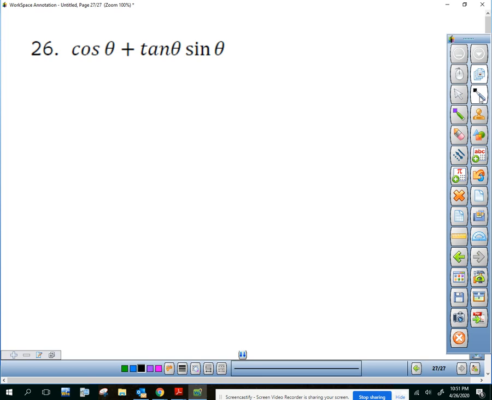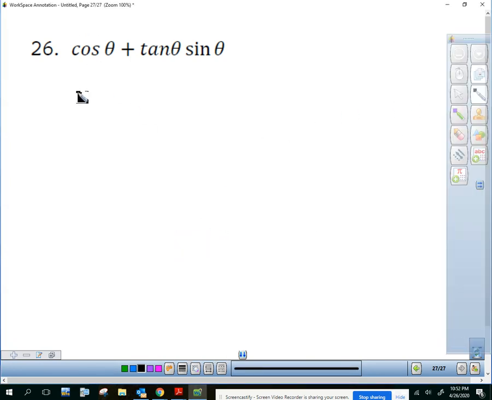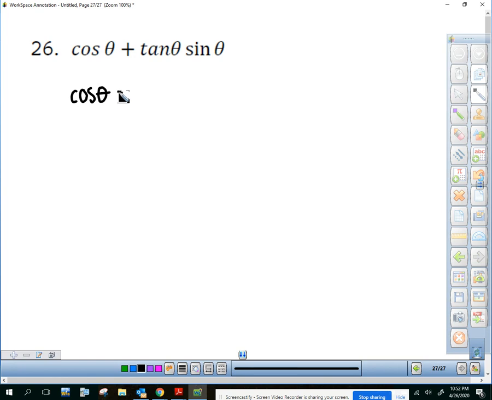All right, here we've got cosine of theta plus tangent of theta times sine of theta. I'm going to start with the strategy of changing everything to put them in terms of sine and cosine. So obviously the first one is already cosine, so no change there. But I can replace tangent with sine over cosine.